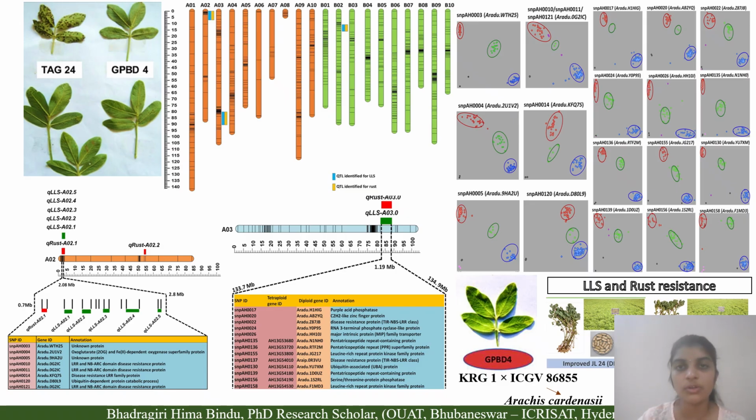So, the QTLs on chromosome 2 and 3 are later sequenced and important genes have been identified. The genes identified are purple acid phosphatase, leucine-rich repeats, pentatricopeptide repeats, serine threonine protein phosphatase, etc. And the SNPs from these important genic regions have been identified and CAPS markers have been developed from these regions. The developed CAPS markers have been validated in several diverse germplasm lines. So these CAPS markers can now be utilized for marker-based early generation selections.